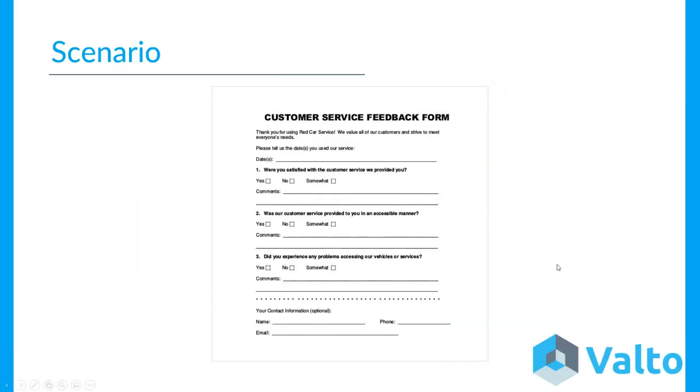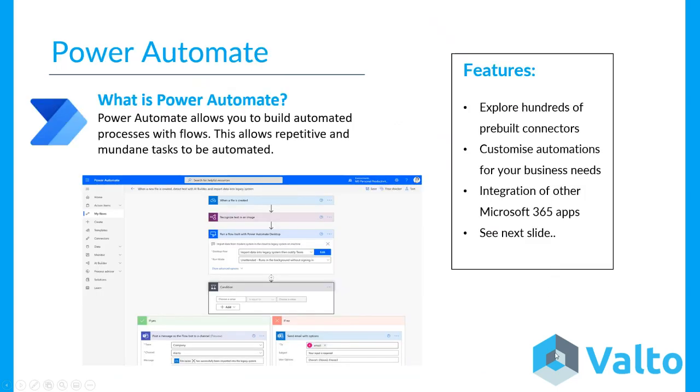So just going back into here then. The next thing we're going to look at is Power Automate. What we're going to use Power Automate for is automating certain actions when we receive one of our feedback forms that have been submitted. So what is Power Automate? Power Automate allows you to build automated processes with flows. This allows repetitive and mundane tasks to be automated, so you can create automated notifications or start processing something automatically.